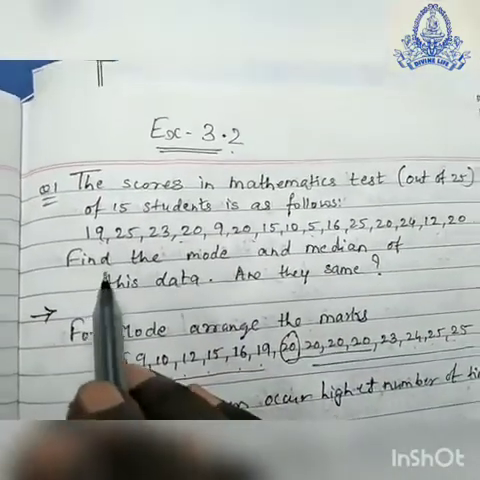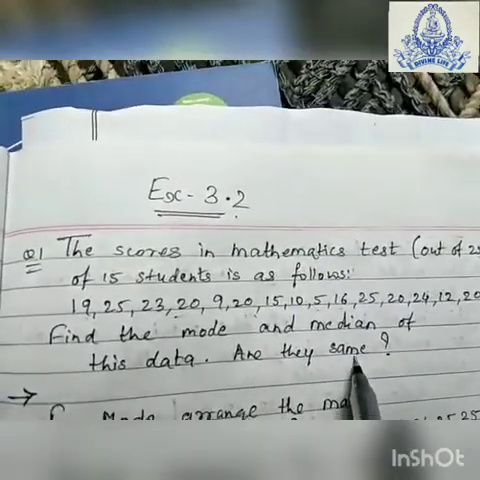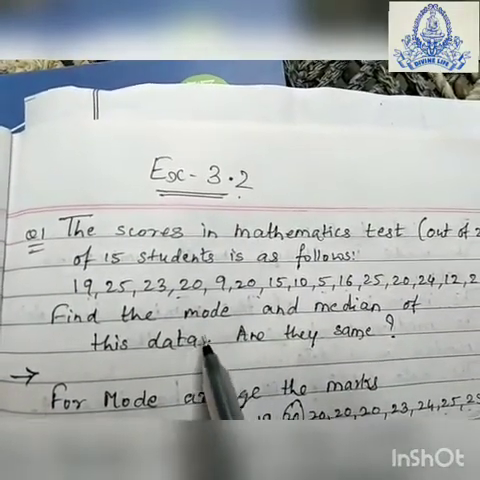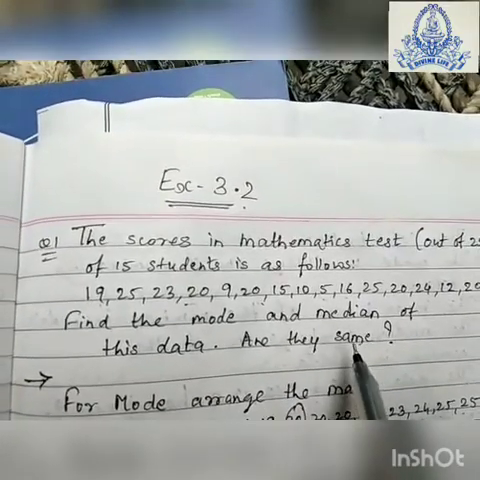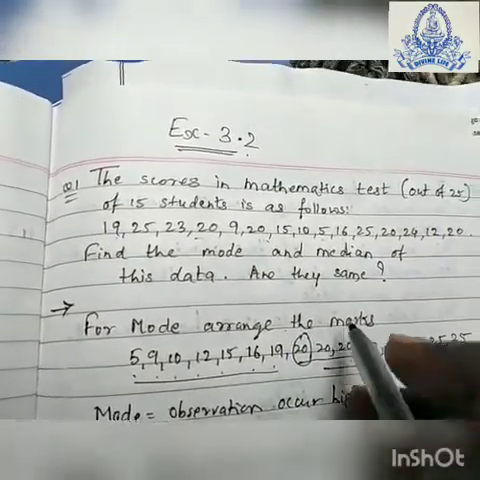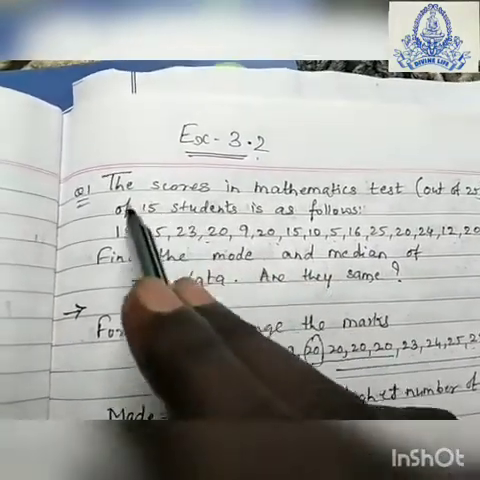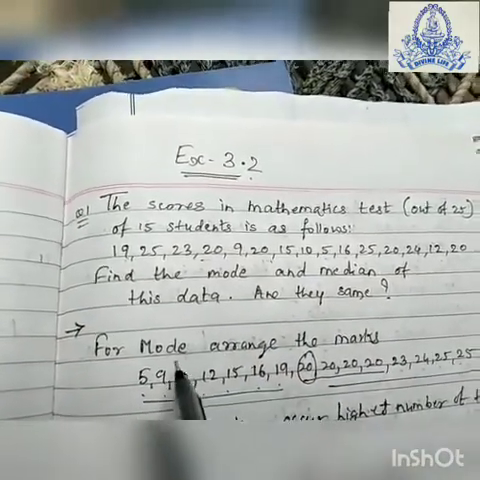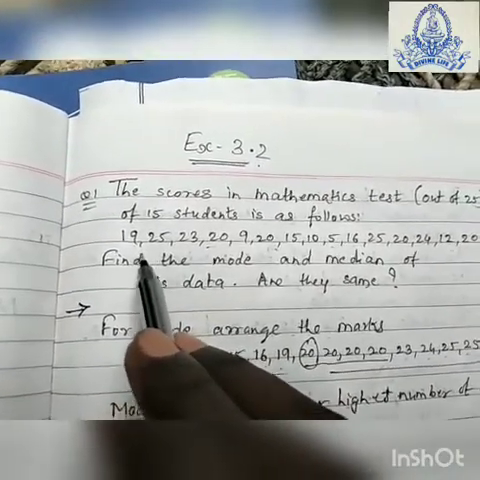Now the question asks: find the mode and median of this data. Are they the same? First you have to find the mode, then the median, and observe whether the mode and median are the same. So we will start with the mode. For mode, arrange the marks. Always remember that for mode you first observe the data given, and arrange it in ascending or descending order, either way. I prefer to arrange in ascending order.